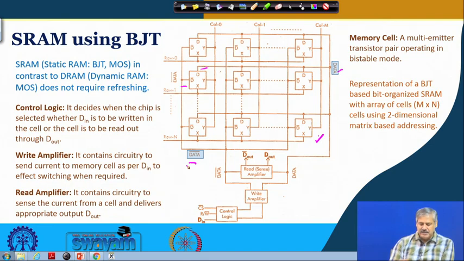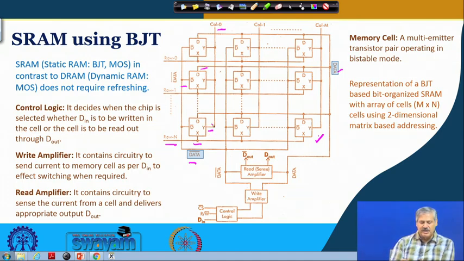Other than that, what we see is X and Y. These are the addressing of a particular location in the memory block. This is a matrix based addressing. The row line is coming from a row decoder, and the column line is coming from a column decoder. When both of them are activated, this particular cell is addressed.